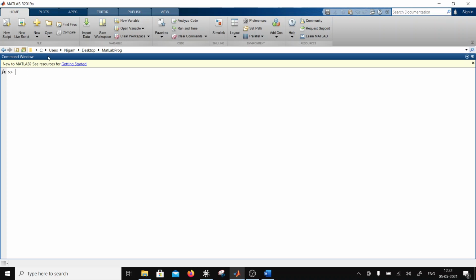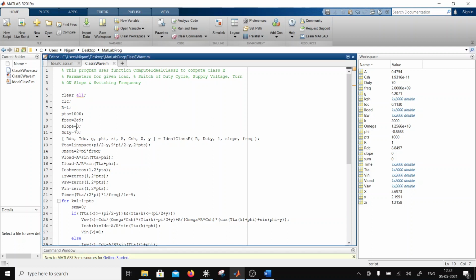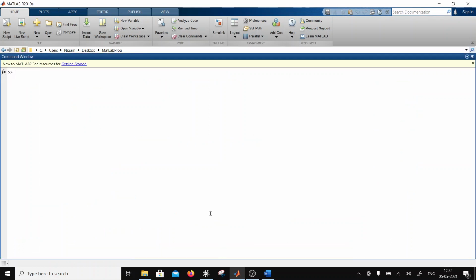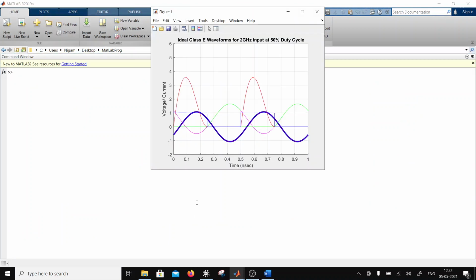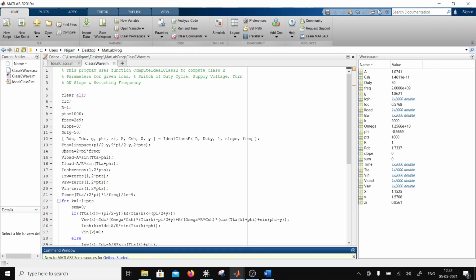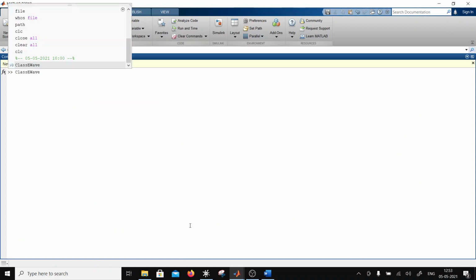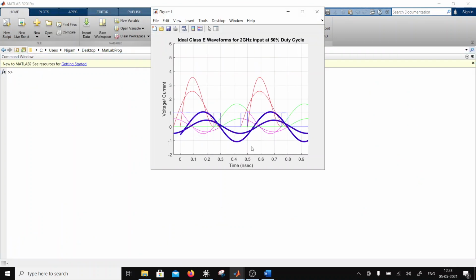Let's go back to this and say I have a duty cycle of 50%. So let's plot that first. Save it. Okay, so that's 50%. Let's look at a duty cycle of 70%. So let's go back and put here a duty cycle of 70% and just simulate this. So that's the duty cycle of 70%.